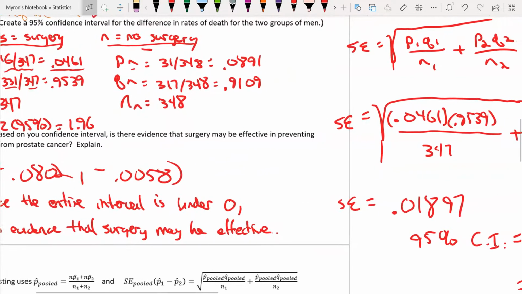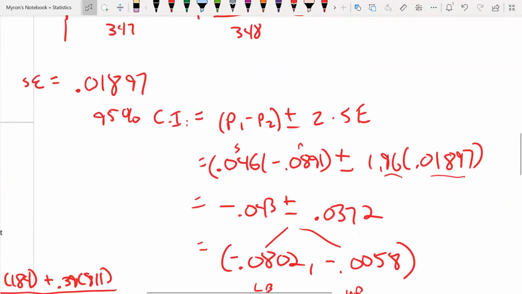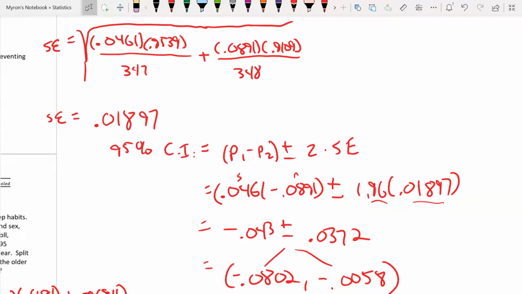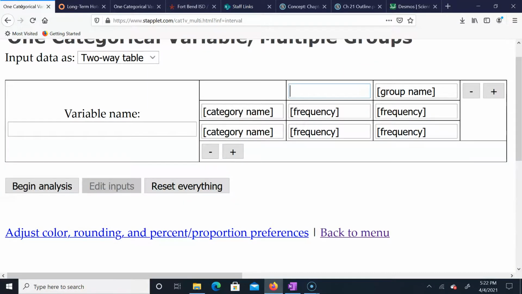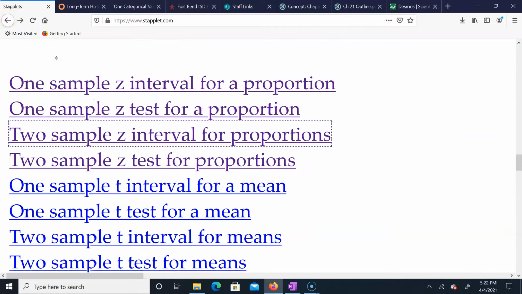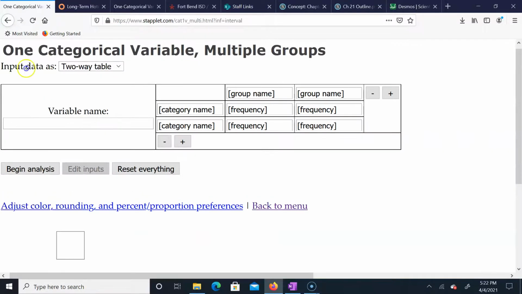Now, the calculations, you can do those, and they will work every time. And I wanted to show you conceptually how we get the calculations, but you can do this in Stapplet too. And let me show you how. So I want you to go to Stapplet and pause the video if you need to and get Stapplet ready. And in Stapplet, I want you to go to 2 samples. So now we're doing a 2 sample Z interval, a confidence interval.